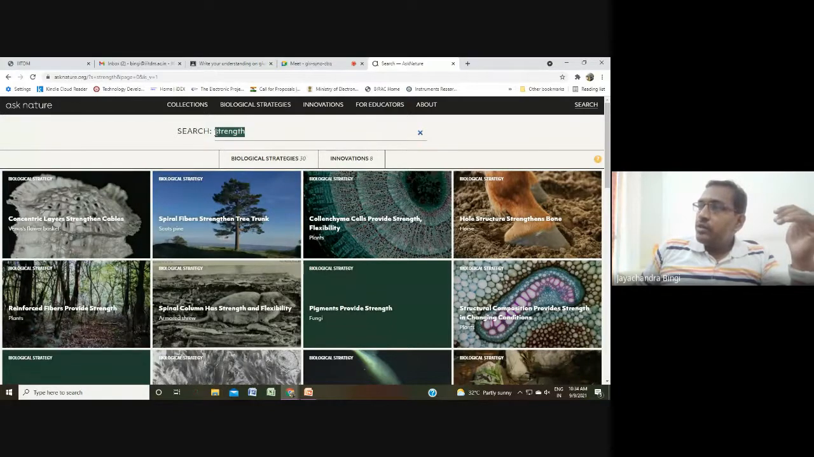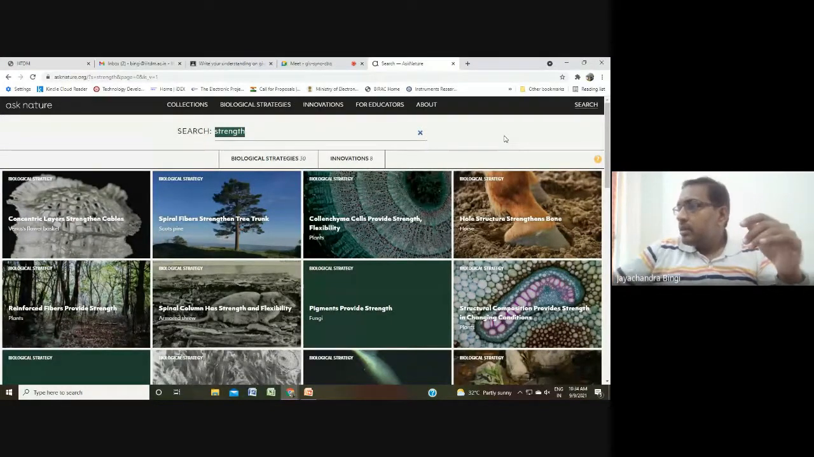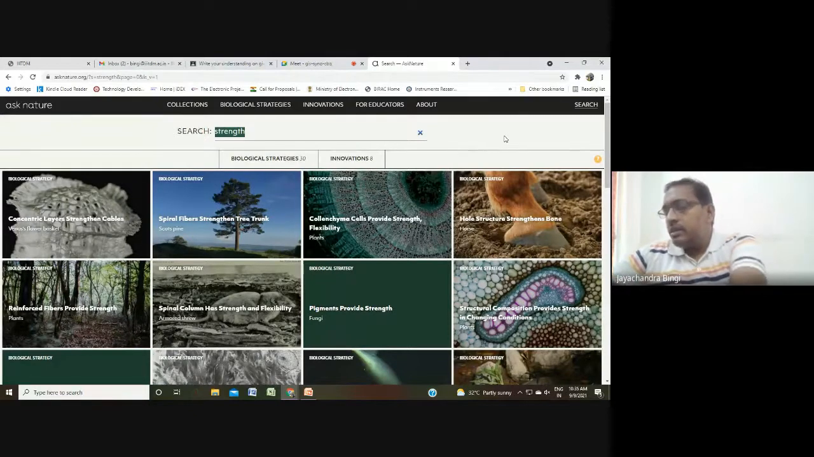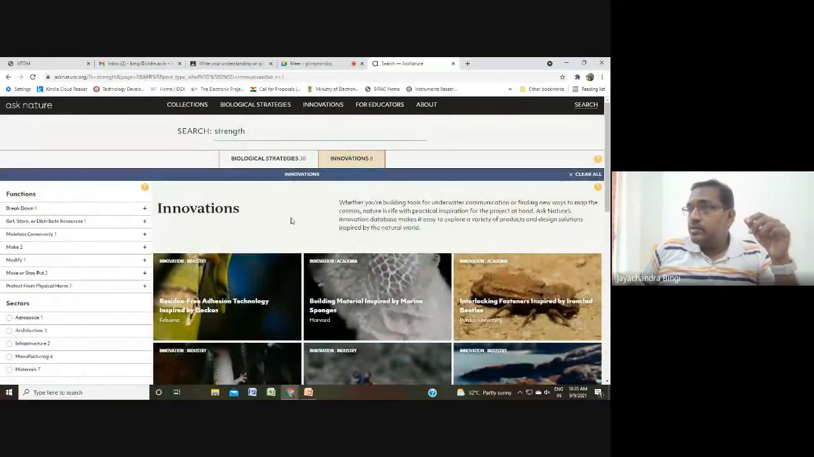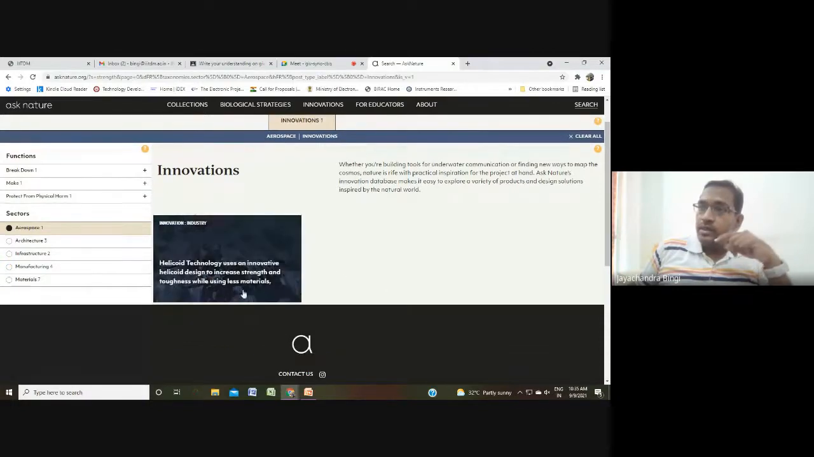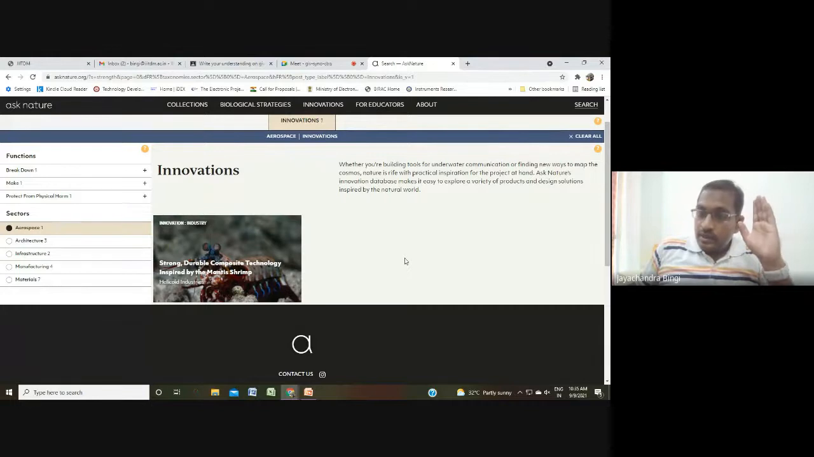Suppose you want to search for any other keyword. You have one option here, that is innovation also. So innovations you can also browse through. Sectors: aerospace, one innovation, see, stomatopod is there. Strong and durable composite technology inspired by mantis shrimp. This is important in aerospace, architecture, infrastructure, manufacturing also, four are there.